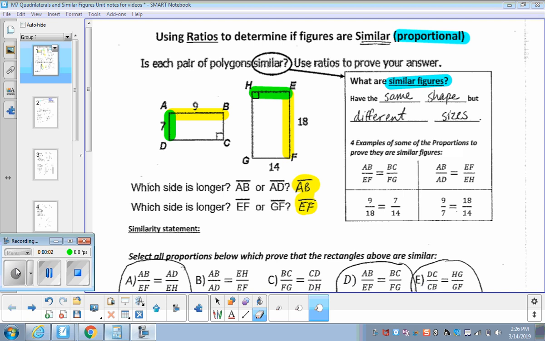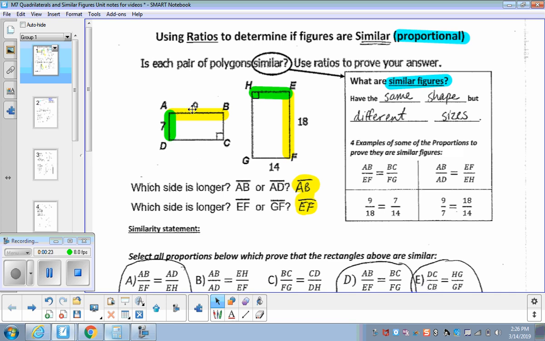All right, so now that you know how to find x by yourself on a shape, we're now going to go through and learn how to identify which proportions would in fact prove that something is similar. So what we've got here is two polygons, and we want to know if the polygons are in fact similar, and we're going to use ratios to prove it.